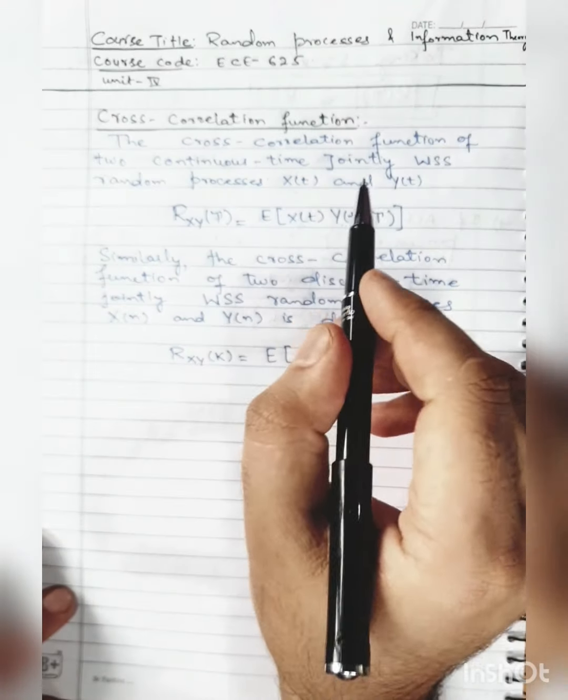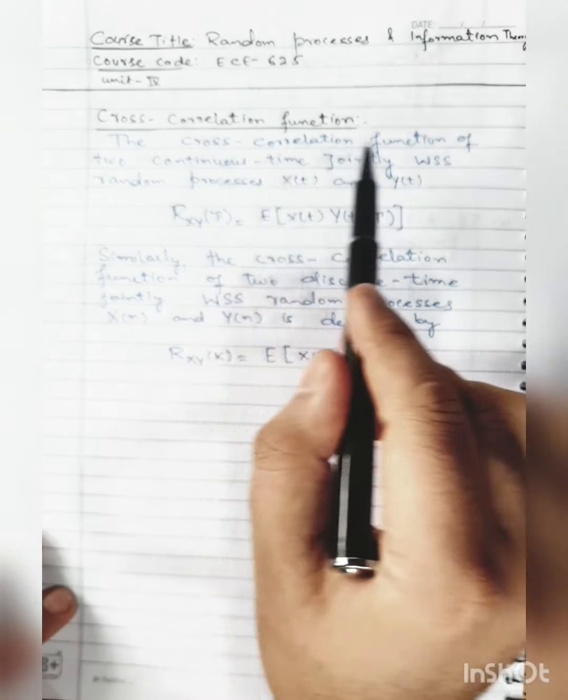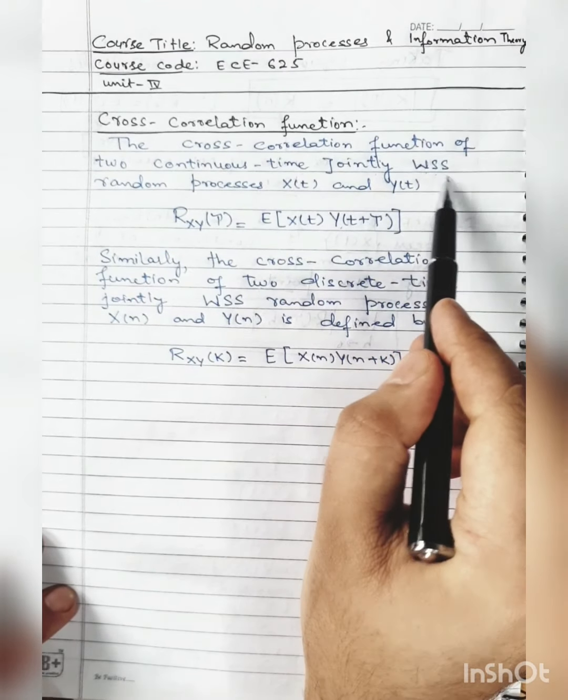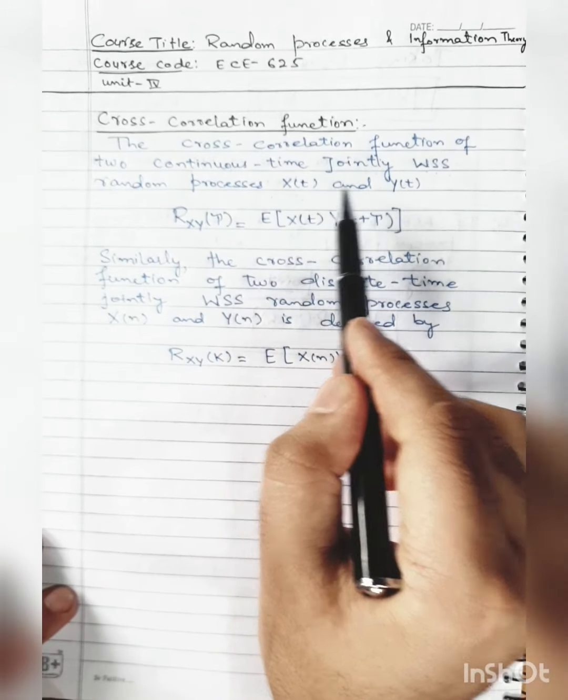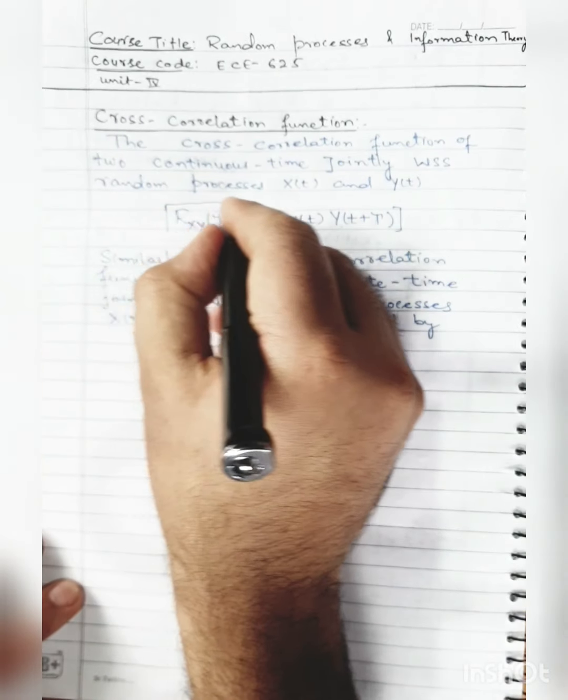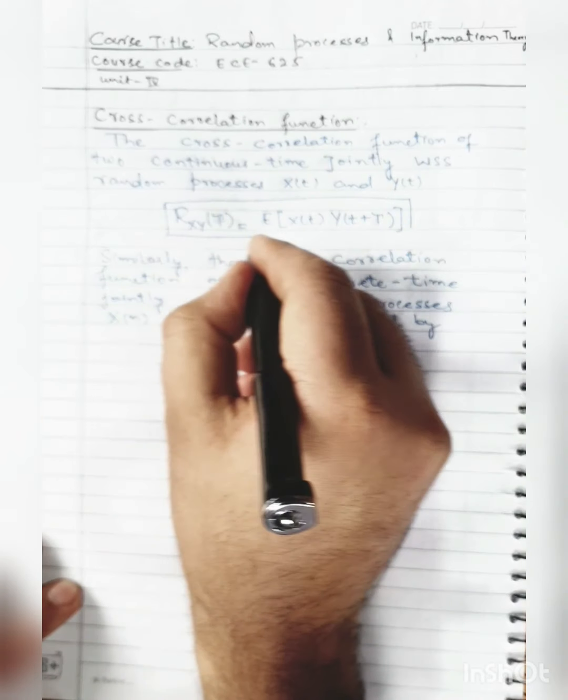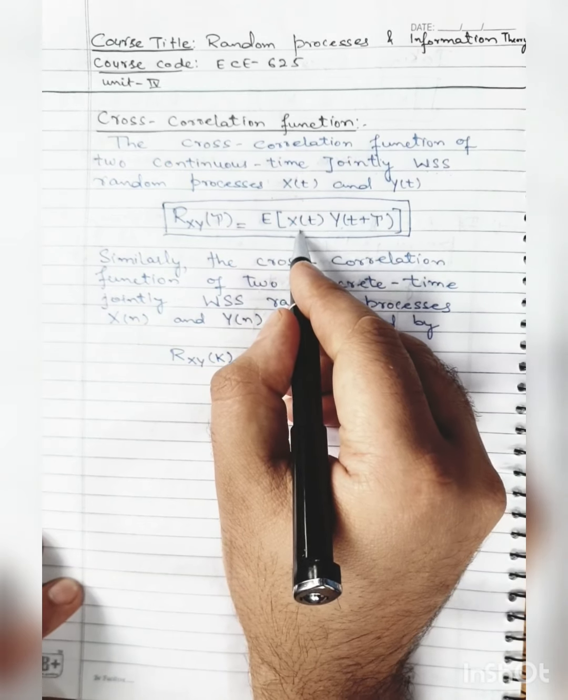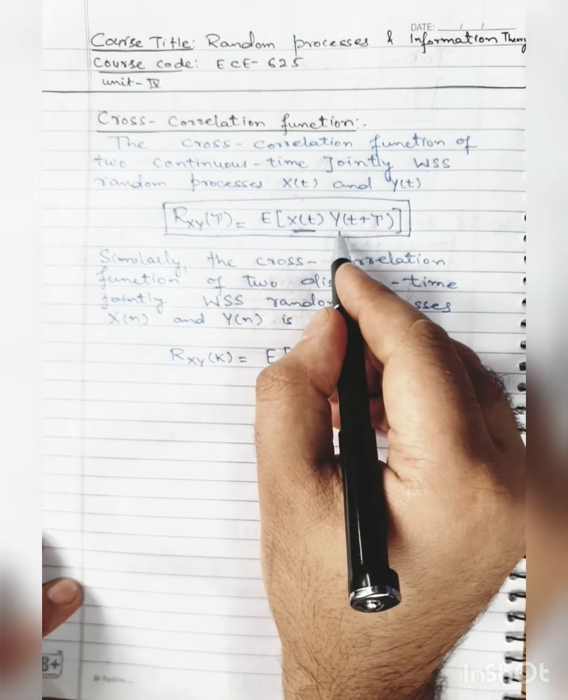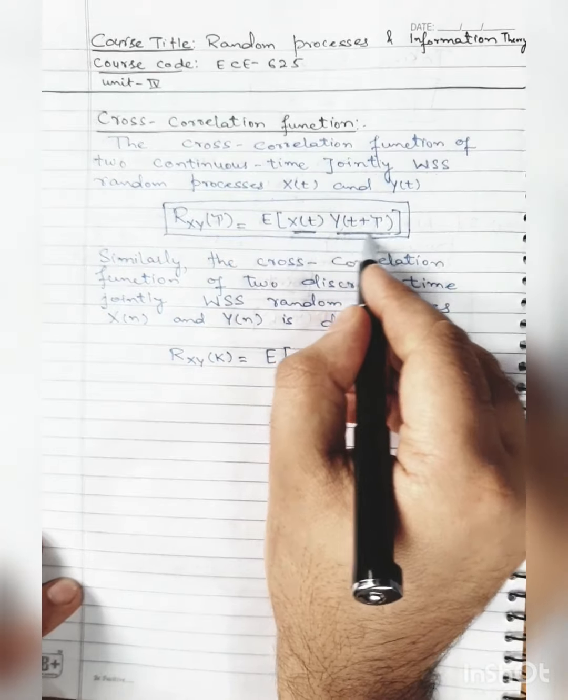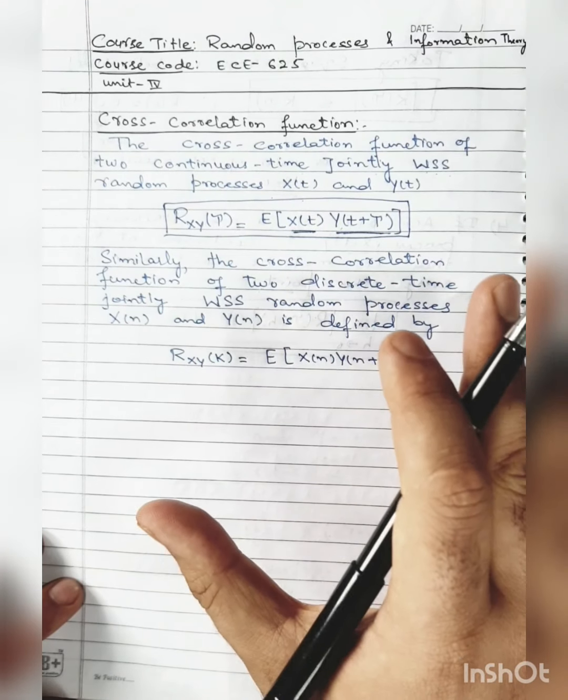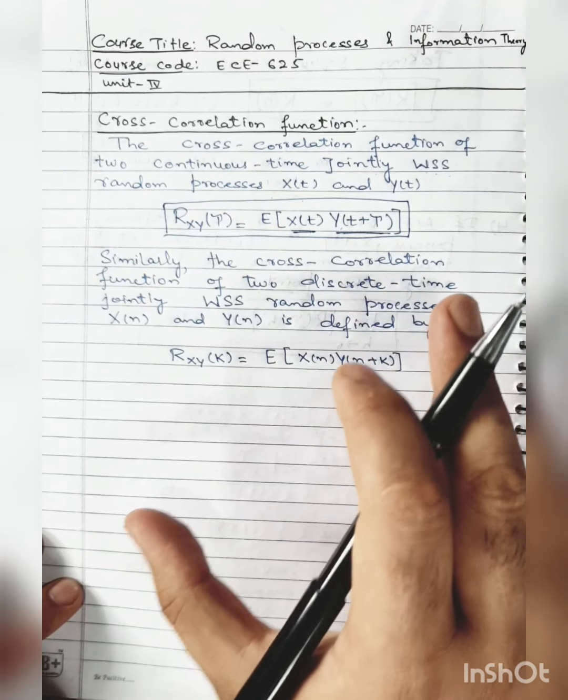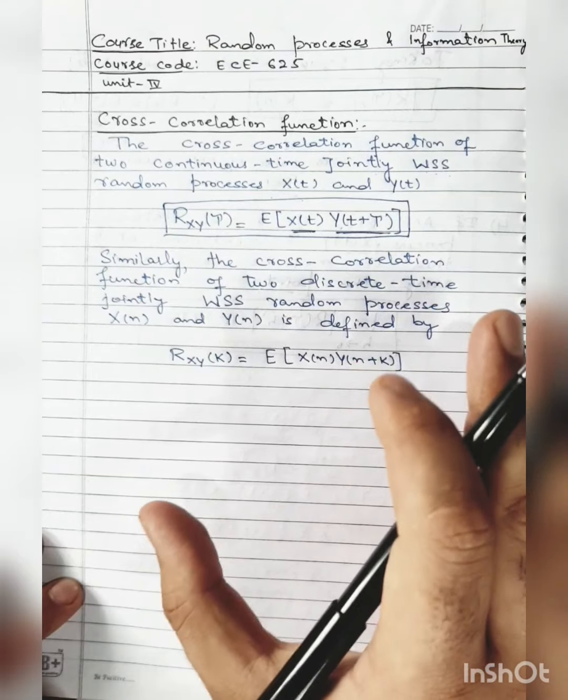So the cross correlation function, as I have written here, of two continuous time jointly wide sense stationary random processes x of t and y of t is defined as R_xy of tau equal to the expectation of the product of x of t, which is one random process, and y of t plus tau, which is another random process. That means the cross correlation function is just the expectation of the product of two random processes, and these two random processes should be different.